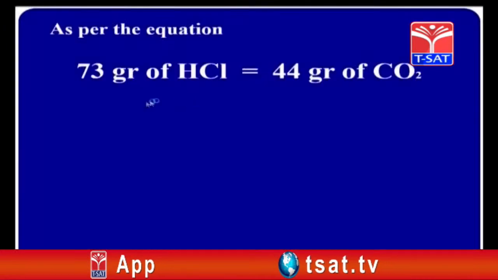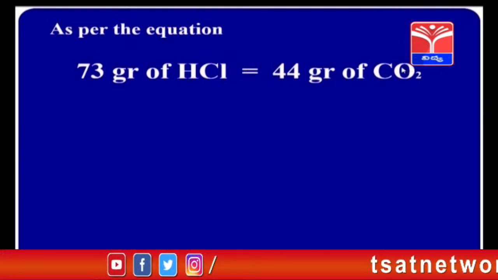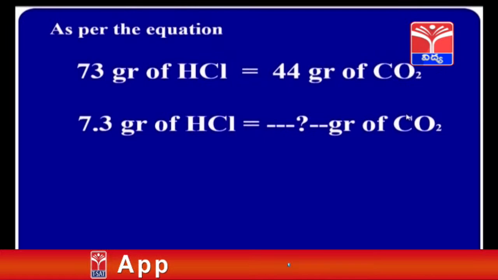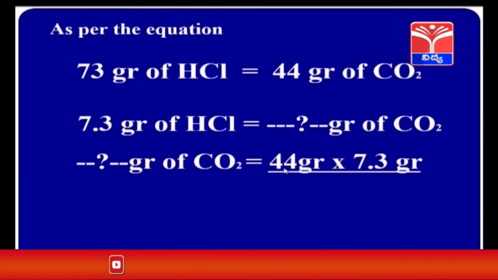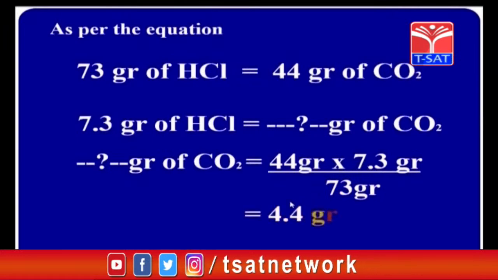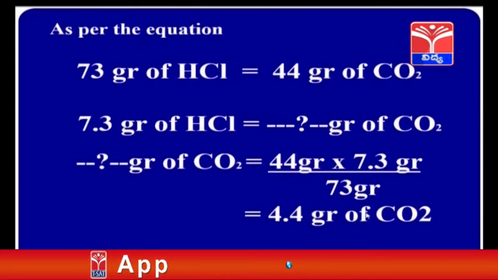As per the equation, 73 grams of hydrochloric acid is equal to 44 grams of carbon dioxide. Then 7.3 grams of HCl equal to how many grams of carbon dioxide? By cross multiplying you will get that answer, which is equal to 44 grams into 7.3 grams divided by 73 grams. On solving you will get the answer 4.4 grams of carbon dioxide.